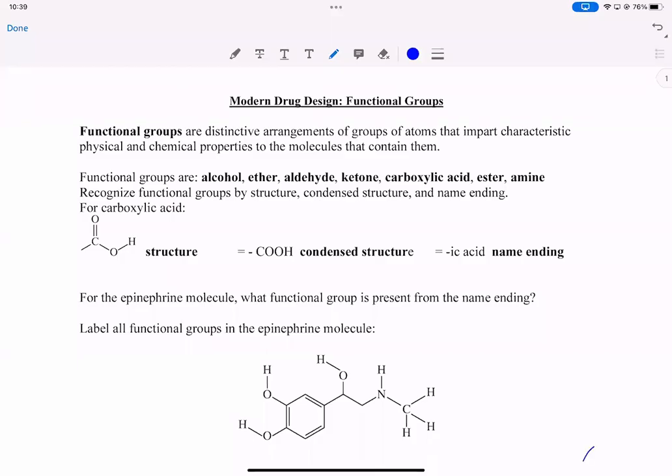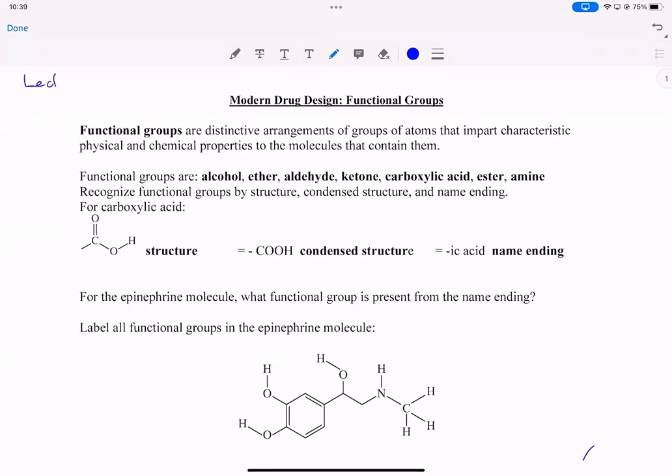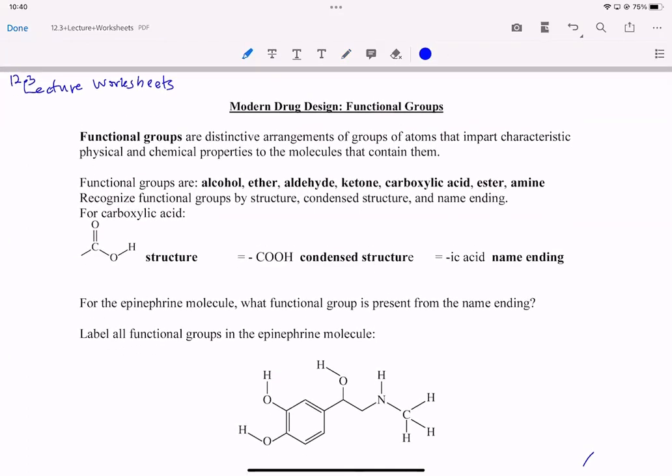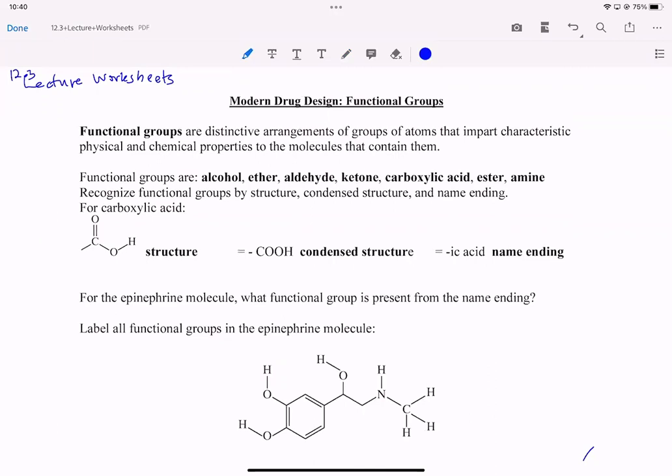This is the first of today's lecture worksheets, and we are looking at, what are we looking at? 12.3. Okay, so the 12.3 lecture, this is the functional groups on these modern drugs that are analgesics. And we'll see these structures look a little more complicated than the normal inorganic molecules we've seen. But because we understand now line angle drawings and functional groups, we know what we're looking for.